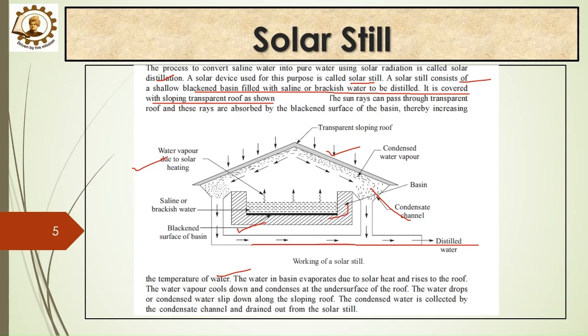And this portion is known as the basin. It is filled up with the saline water, and that is the black bottom. So this is the concept of the solar still that is used for solar distillation.